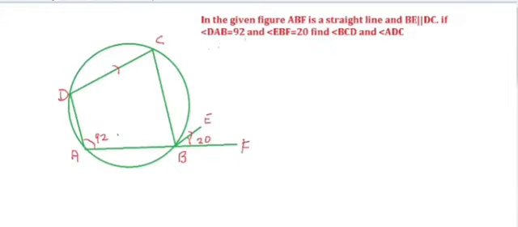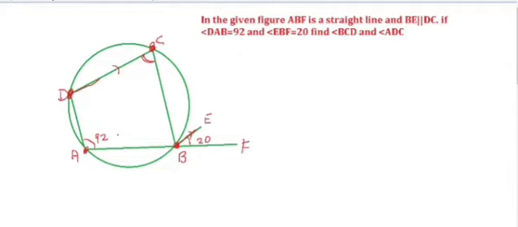Now in this question, ABF is a given straight line and BE is parallel to DC. Here these two lines are parallel. These two angles are given, 92 here and 120 here. We need to find out angle BCD. First thing, we can see that ABCD is a cyclic quadrilateral, because all the points are on the circle.